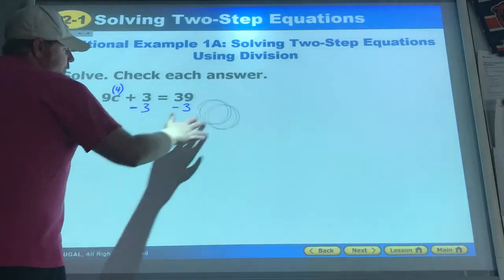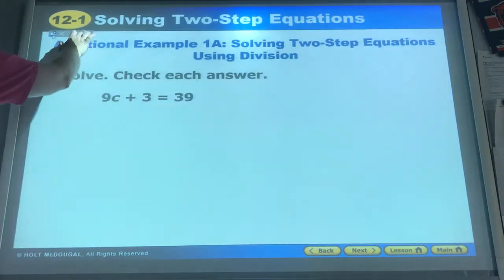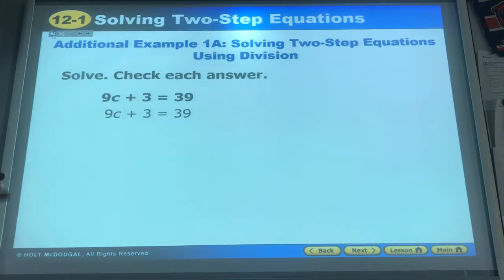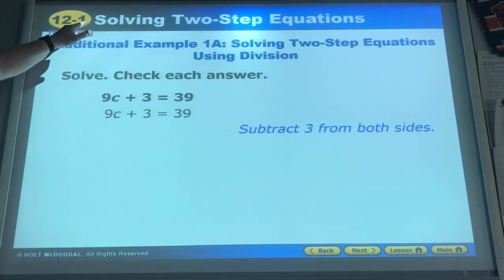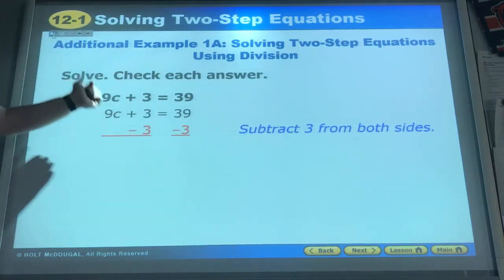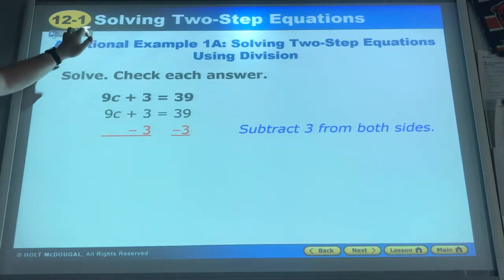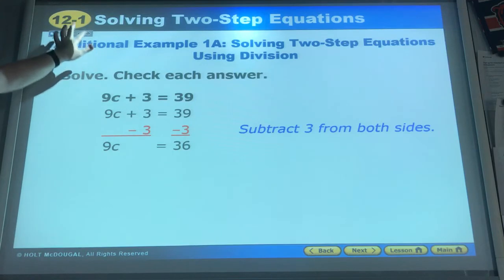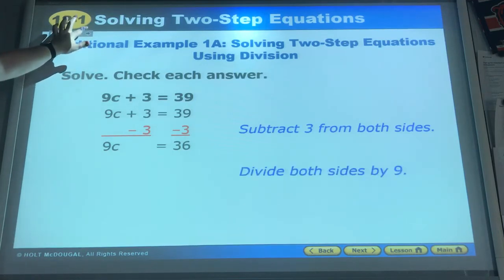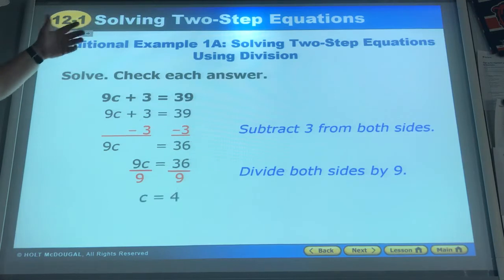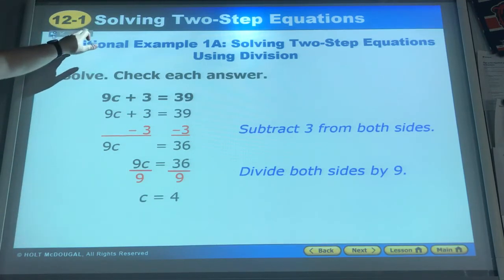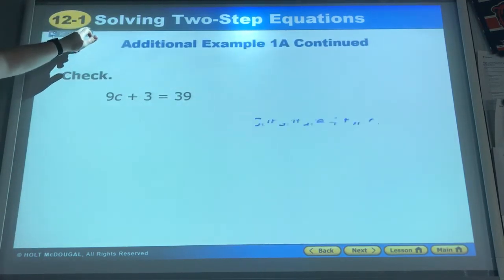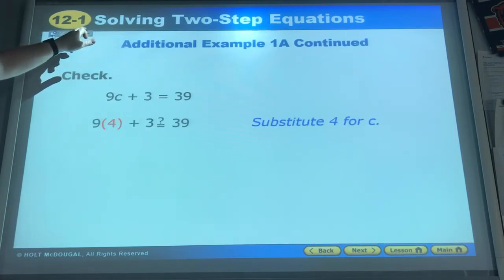Let's look at all the steps that they show us. Remember, we're focusing on the addition and subtraction first because we're doing PEMDAS in reverse. We do inverse operations to make sure we get the variable by itself, but it still has a number. Now that's multiplication. We use inverse operations to divide by 9. And C equals 4. Now they'll plug it back in for the check. Watch what they do. Substitute 4 for C.